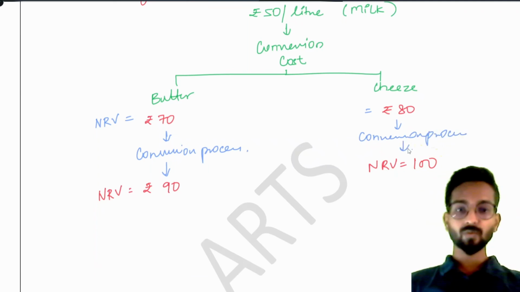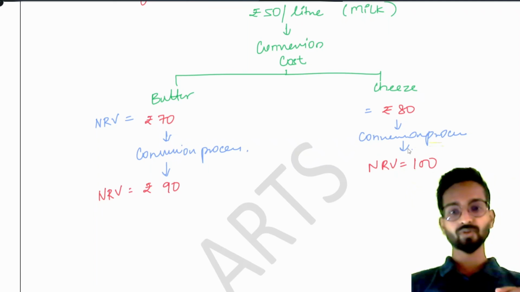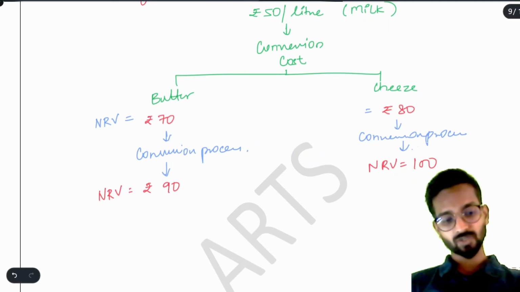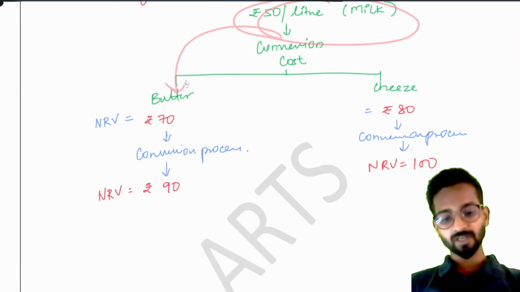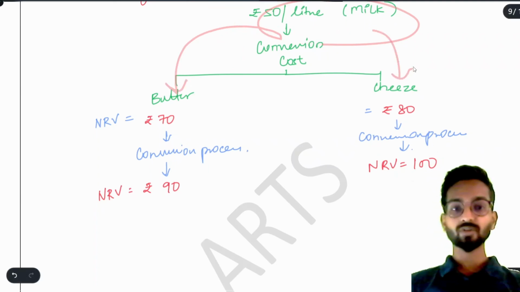Now what is the question, sir? You have produced butter and cheese from milk, now what is the question we are facing? The problem we are facing is that we used 50 rupees of milk per liter. How much should be allocated to butter and how much should be allocated to cheese?